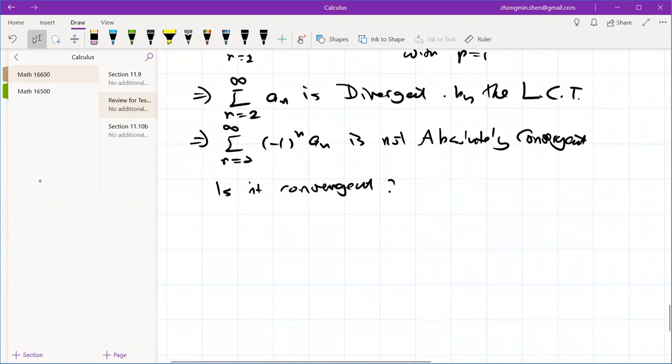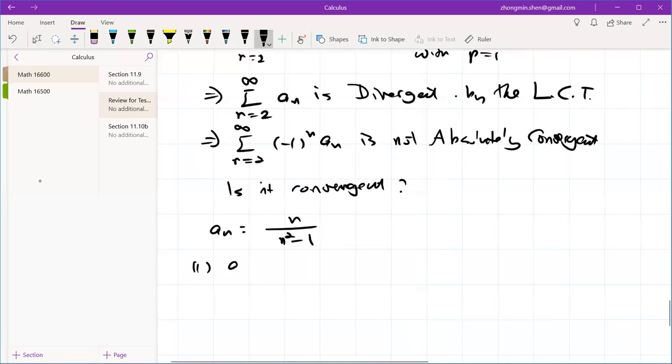Yeah, this is an alternating series, right? To prove an alternating series is convergent, you have to verify some conditions. So here, a_n equals n over n squared minus 1. What do I have to prove? It's positive, of course. It's decreasing, which is not easy to see. It's decreasing to 0, which is obvious, because the numerator is n and the denominator is n squared minus 1. You have to list all of these conditions, but it's obvious.